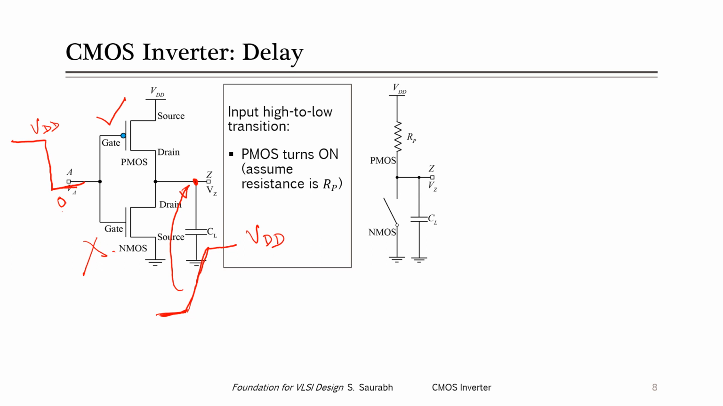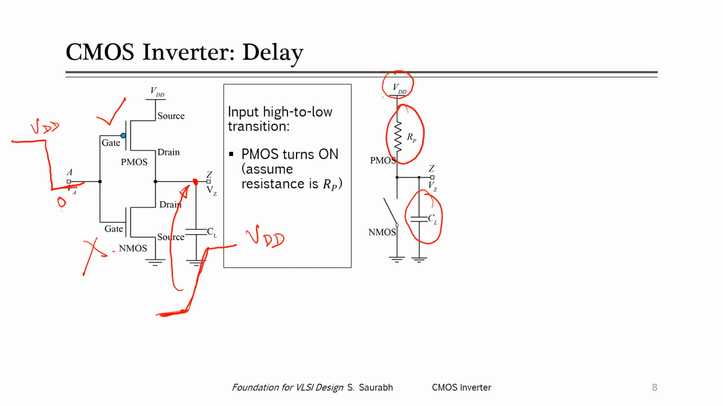So PMOS is turned on, so there will be some resistance of the PMOS, which we denote as RP. And the voltage at the point Z will rise from 0 to VDD through the charging by the supply voltage VDD, and charging will happen through this resistance RP. And whenever this transition to 0 volt has happened, the NMOS is turned off and therefore this switch is open, right? So now how fast this capacitor will charge, that will define the delay, right?